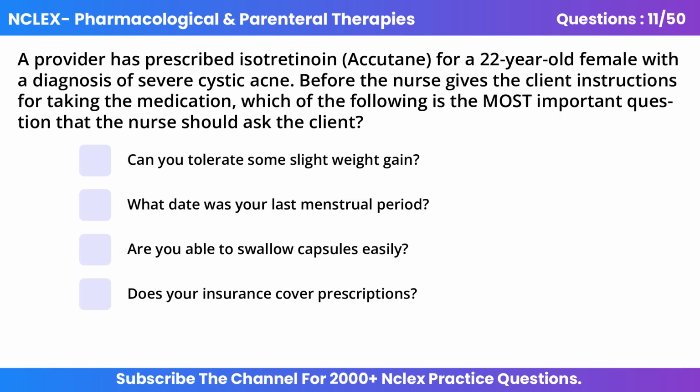Question 11. A provider has prescribed isotretinoin, Accutane, for a 22-year-old female with a diagnosis of severe cystic acne. Before the nurse gives the client instructions for taking the medication, which of the following is the most important question that the nurse should ask the client? B. What date was your last menstrual period?